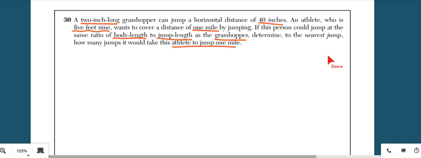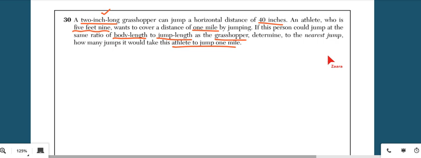So we will take that ratio, and with the help of the ratio, we will try to predict how many jumps he can make to cover 1 mile, by using the body length to jump length ratio. Now, if you look in the picture, what is it? It is 2 inches and 40 inches, right? 2 inches to 40 inches.